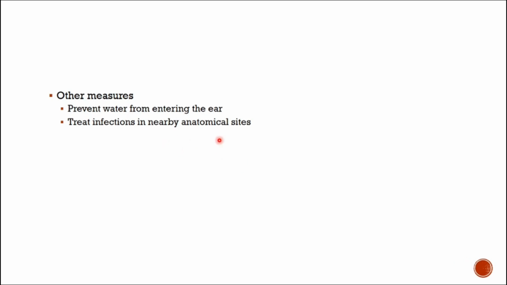And also, I told you before that one of the causes for CSOM is that whenever there is any infection in the nearby anatomical sites, like the nose, paranasal sinuses, nasopharynx, tonsil, or pharynx. So if the patient has any infection in the nearby anatomical sites, then you will have to treat those infections. Only then the patient will not have any exacerbation of CSOM.